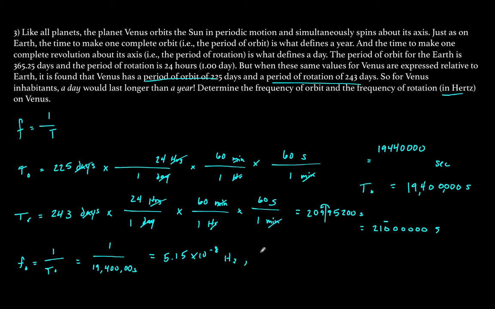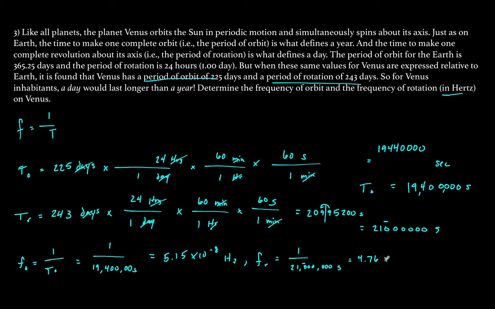And then finally, the same exact thing: my frequency of rotation is going to be 1 divided by my 21 million seconds, 3 sig figs, and I am going to get 4.76 times 10 to the negative 8th hertz.